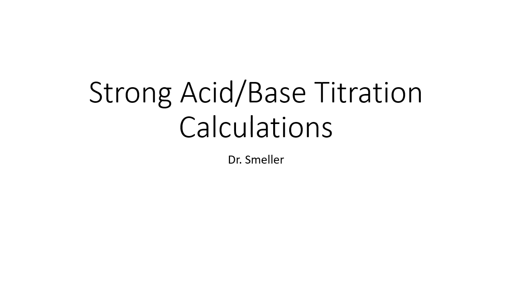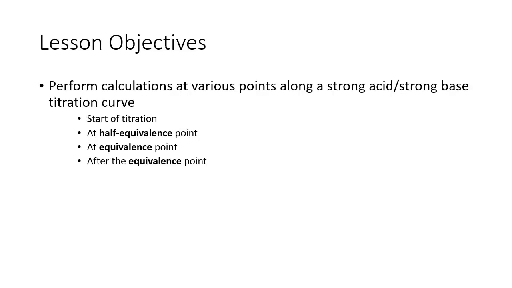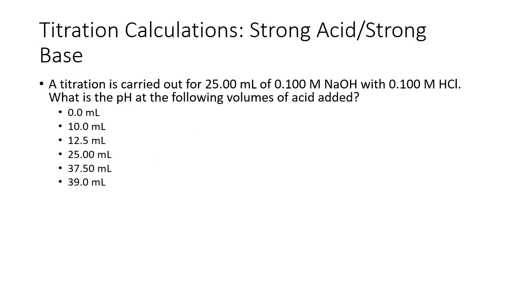All right, so now that we've talked about what the titration curve looks like, let's try some calculations. Let's keep in mind that acid-base is going to be easier when it's strong and strong. So our objectives: we'll perform calculations at various points along the strong acid, strong base titration curve, at the start of the titration, at the half equivalence point, at the equivalence point, and after the equivalence point.